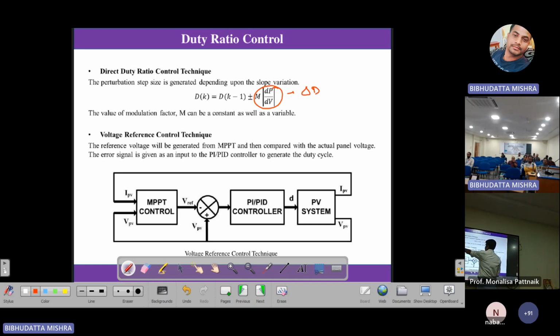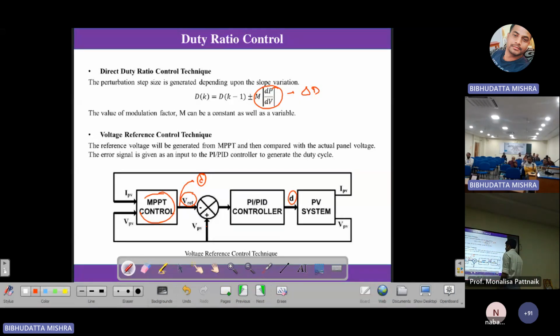This is called VREF control, voltage reference control. Sensing the voltage and giving it to the MPPT algorithm, either P&O, INC, whatever algorithm. Then you generate the reference voltage from there, and you compare the instantaneous voltage with the reference voltage, and then you use a PI controller, and then the duty ratio. So previously this part was not there. Directly the duty ratio was generated from here and given to the gate of the switches, the converter switches.